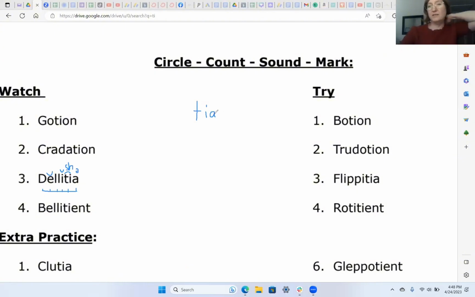There's a lot of medical words that end with TIA and TIAN. Yeah, Scotia. Thank you, Mary. Like Nova Scotia. You're also going to see a TIAN at the end. This says sh, the same thing as TION. Anyway, let's not get ahead of ourselves. Let's stick with where we are. So Delicia. Go ahead and try yours over here.